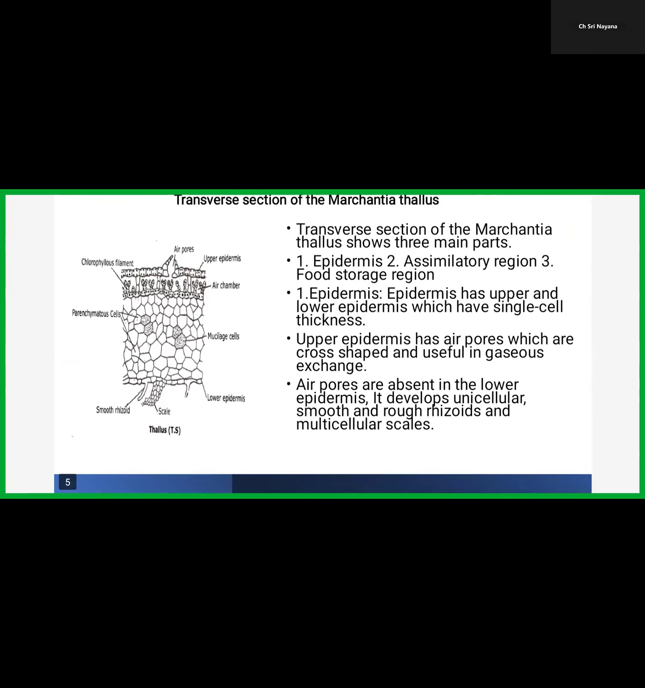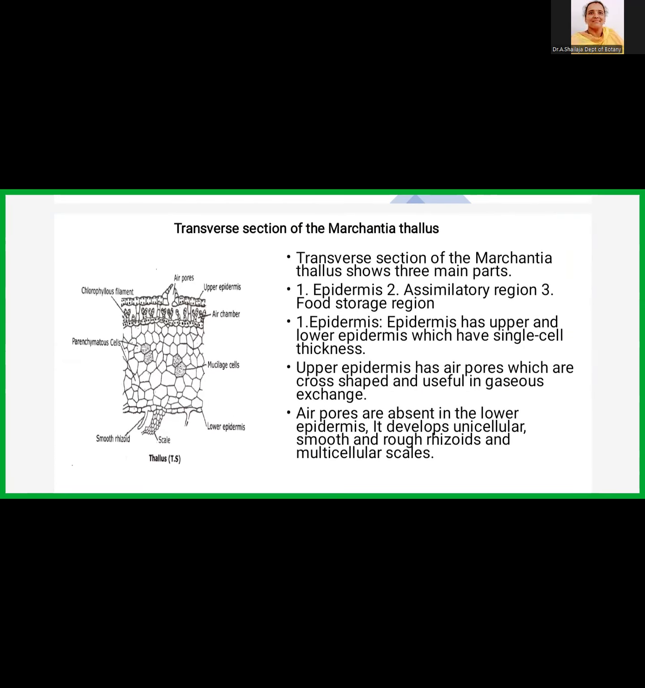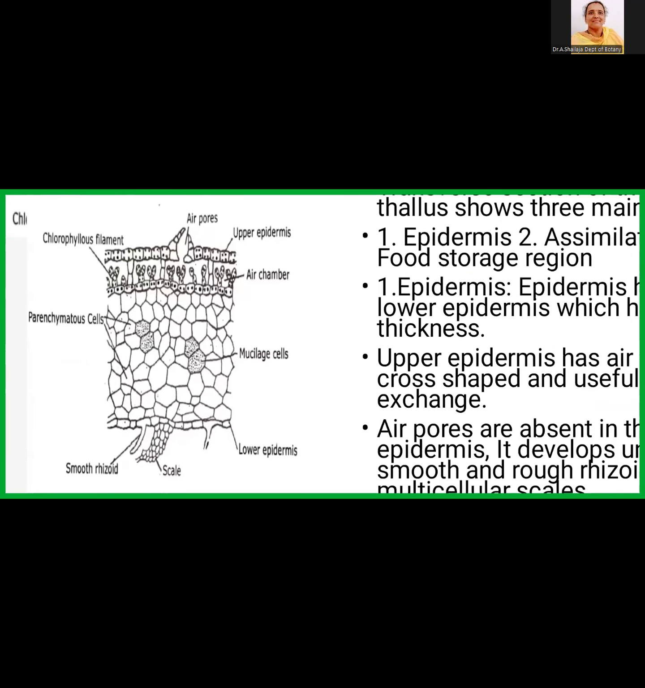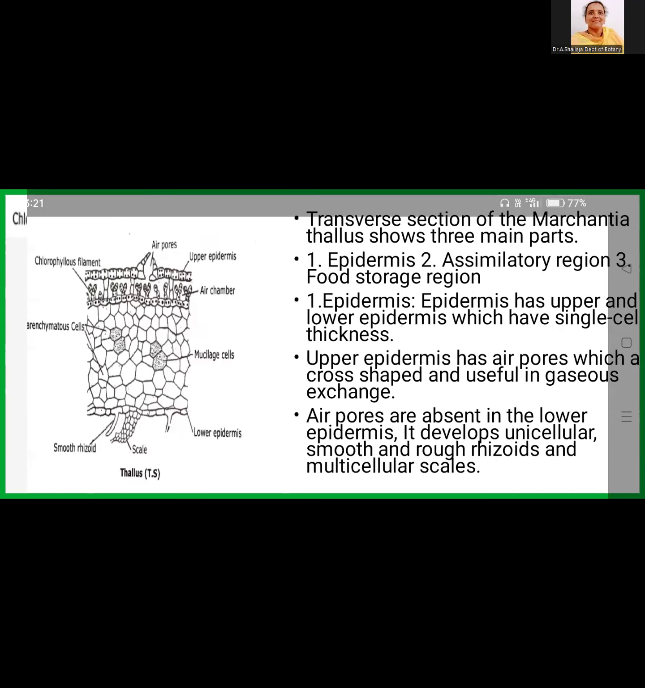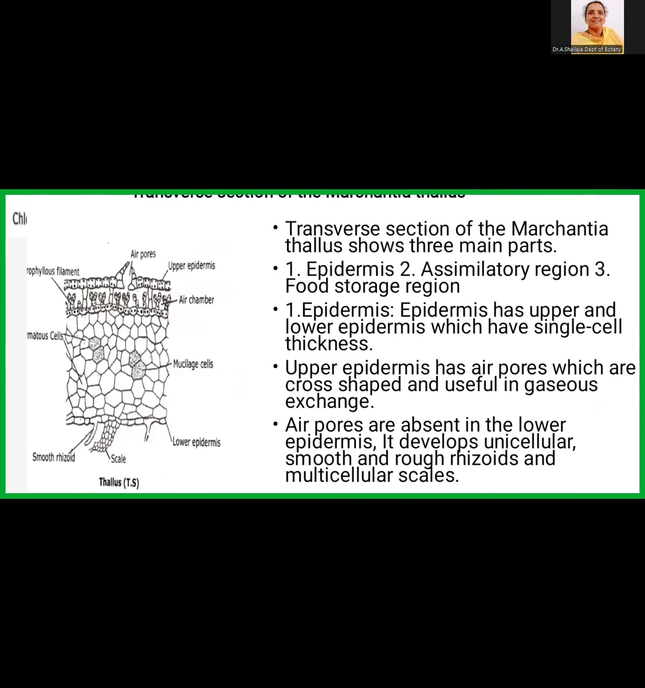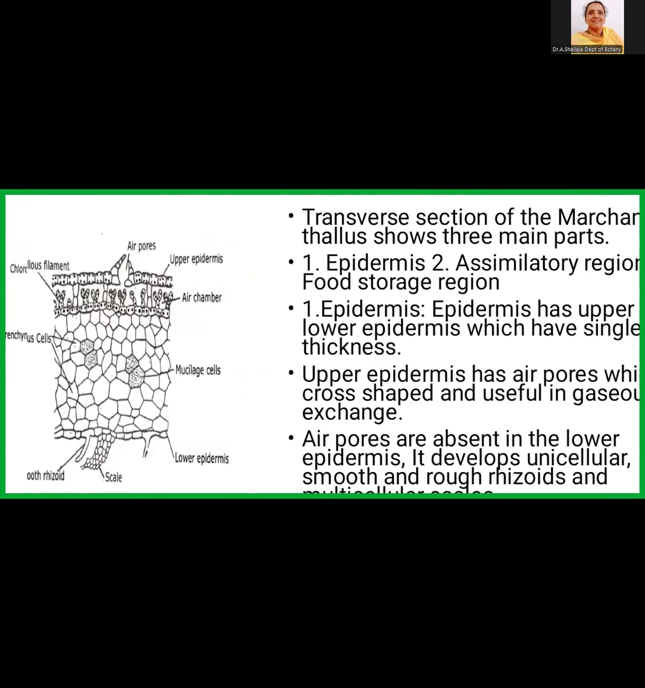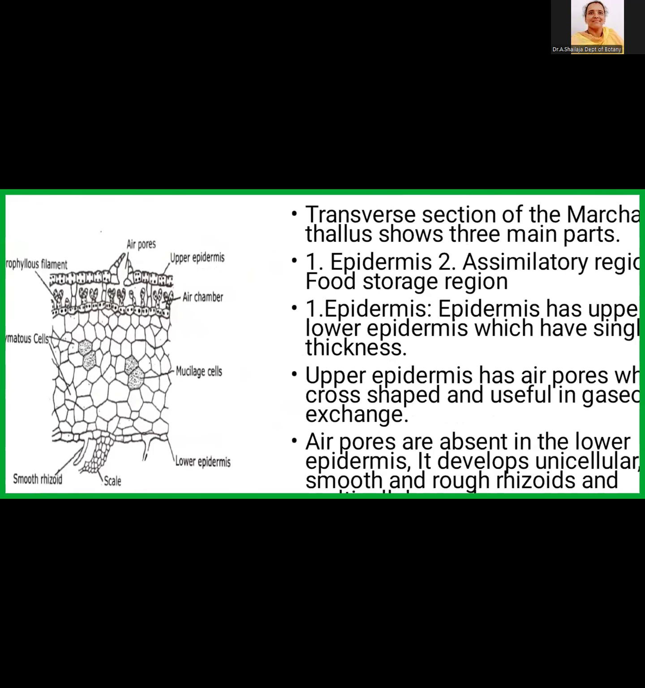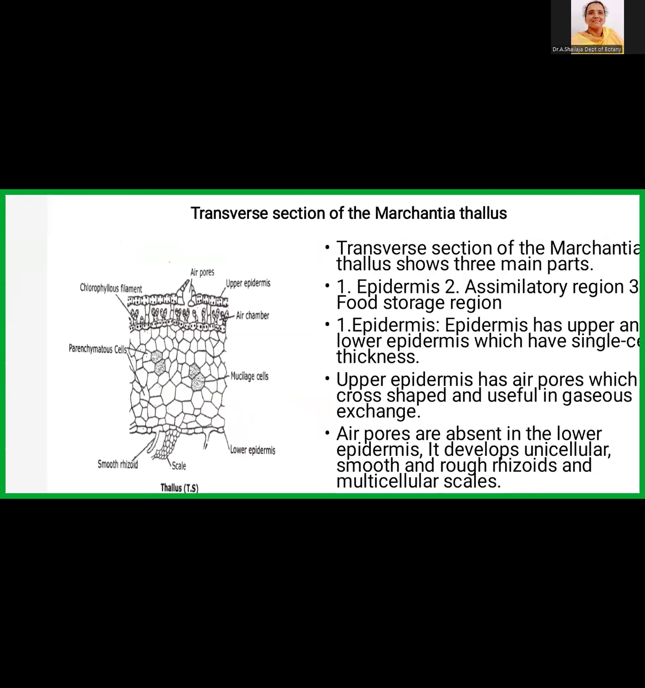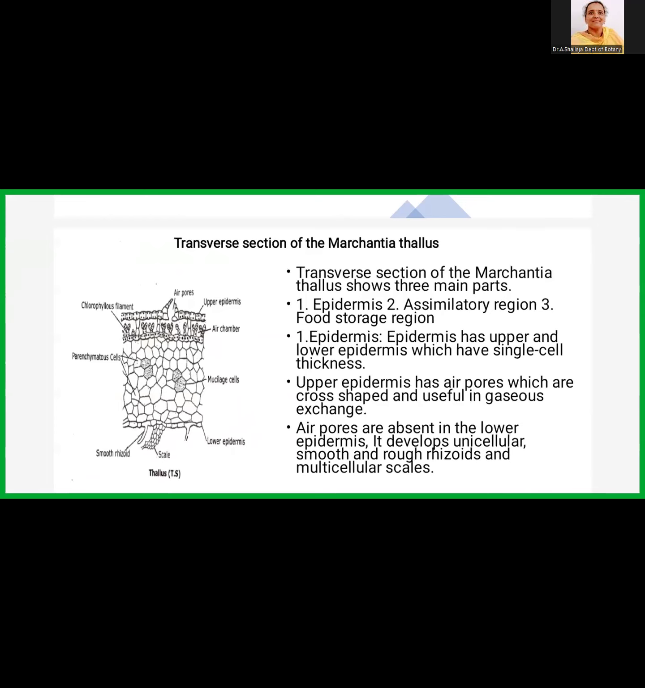So this is the transverse section of the Marchantia thallus. It shows three main parts. See here, this is the thallus structure, the internal structure of the thallus. It shows three main parts: epidermis, assimilatory region, and food storage region. See here, this is the epidermis. The epidermis is divided into two types, upper epidermis and lower epidermis, which have single cell thickness.